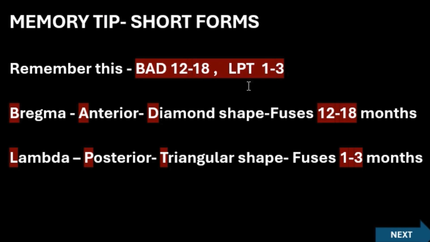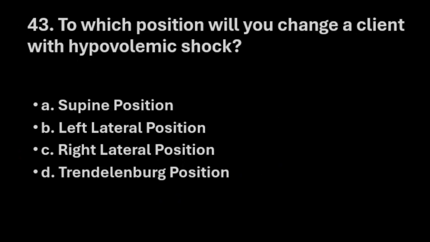BAD 12 to 18, LPT 1 to 3. So, bad 12 to 18 is a bad time for controlling the children. So, that's what you remember, BAD 12 to 18 and LPT 1 to 3. BAD 12 to 18 is bregma, anterior, diamond shape and fuses at 12 to 18 months. LPT 1 to 3 is lambda, posterior, triangular shape and fuses at 1 to 3 months. So, this kind of memory tips you have to apply for remembering such questions and topics.